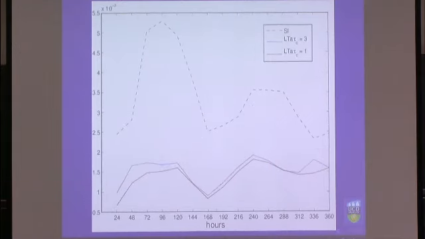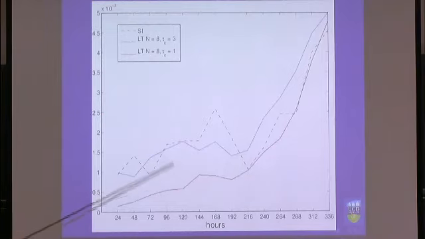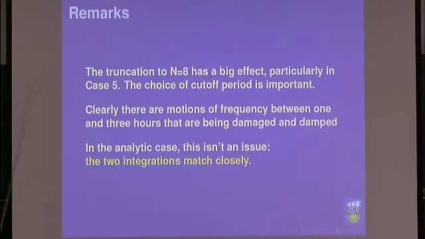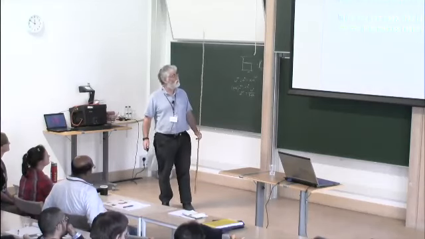That's good news. That's bad news. That's good news. Okay, if we do test case 6, which is the Rossby-Haurwitz wave, we're going to show the same configuration of plots. Again, the numerical and the analytical, and it's much the same story. There's a sensitivity to cutoff here, but with the analytical inversion, the results are the same for the two cutoffs. Good news again. So in the analytical case, this isn't an issue. The integrations match closely.